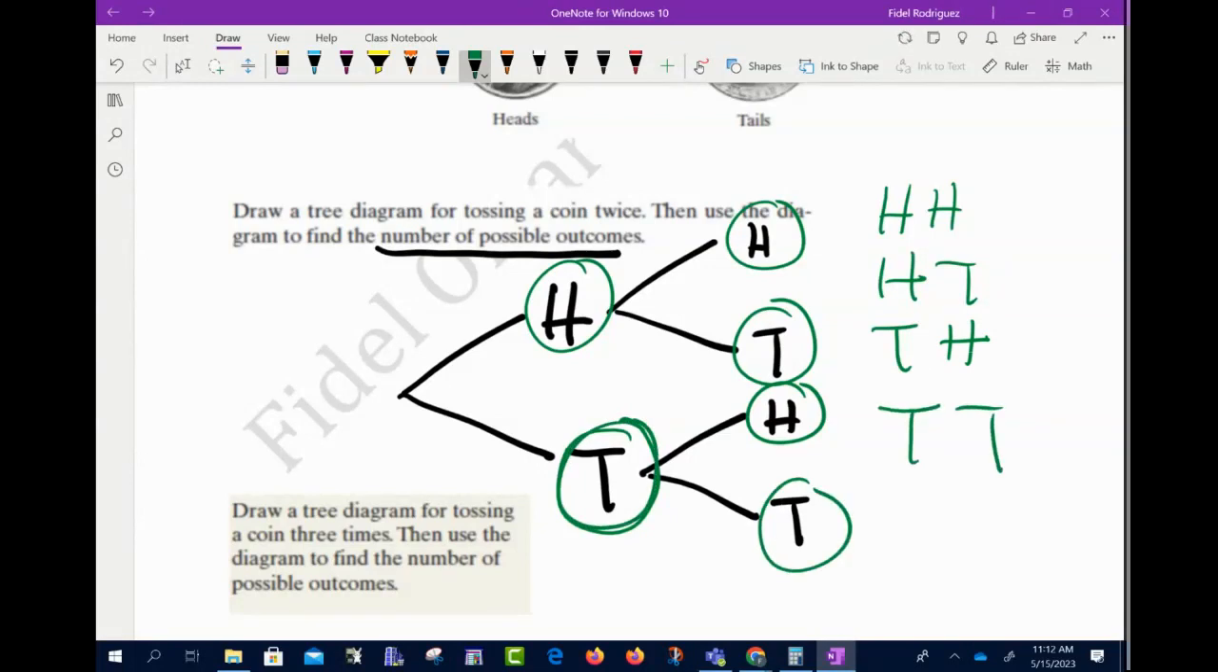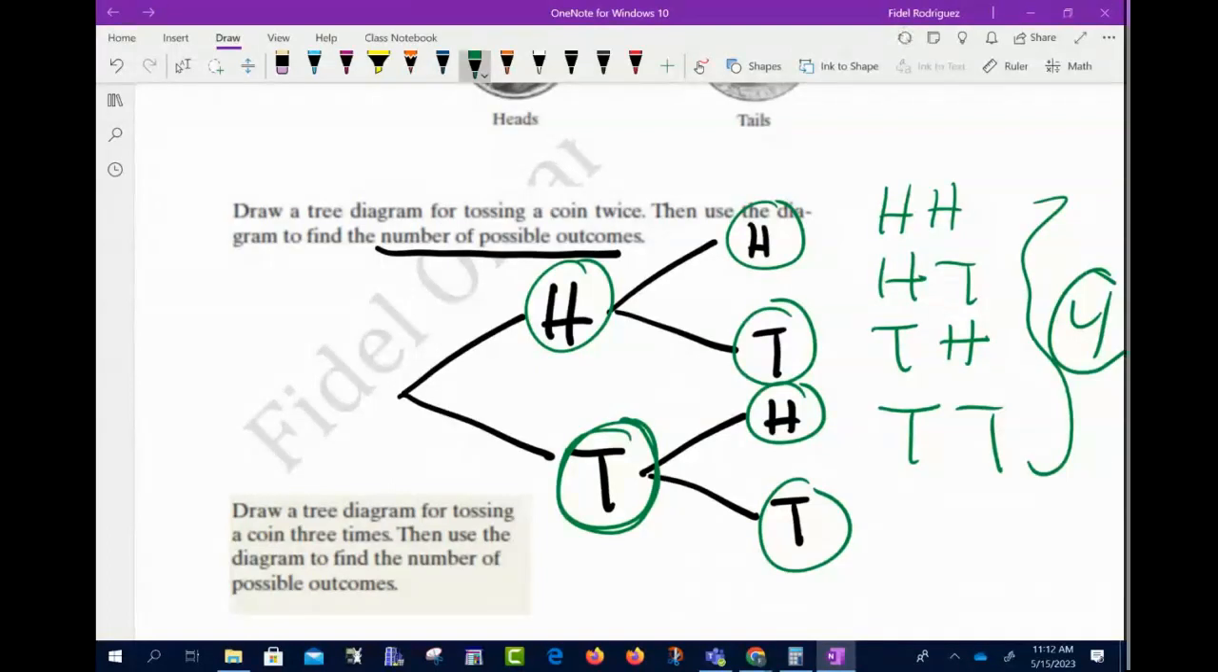These are what we call our outcomes. How many different outcomes do I have here? 4. There's 4 different possibilities that we can get. We can either get heads, heads, heads, tails, tails, heads, or tails, tails. Those are the 4 options that we can get when we do this here.